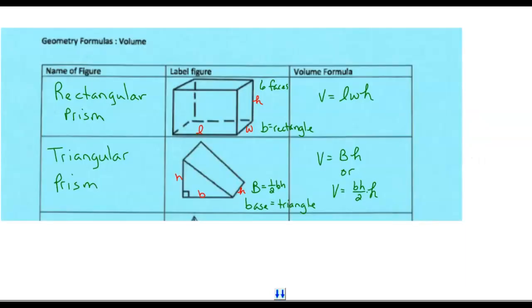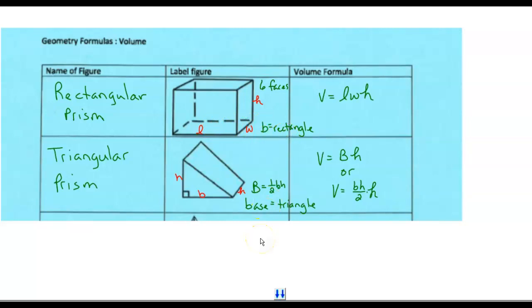Okay, you should have a worksheet that has these figures in them, and you're to fill out the information that I've added. So this is an example of a rectangular prism. On a rectangular prism, it has 6 faces, it has 4 lateral sides, and then it has 2 ends. So it's 6 altogether. And then the base is always going to be a rectangle.